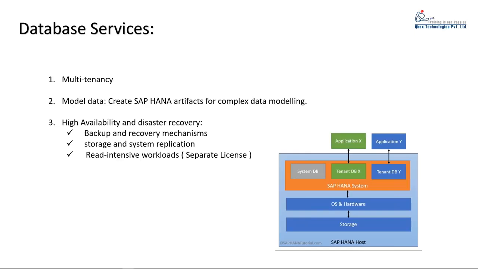Then next we have high availability and disaster recovery. The point here is, we said HANA is an in-memory data platform, right? It stores data in main memory and processes it. When you say main memory, it is very risky because it is volatile. When there is a power cut or when the system is down, you tend to lose all the data stored in the main memory. That's where it is very important to have disaster recovery and high availability for the HANA database.